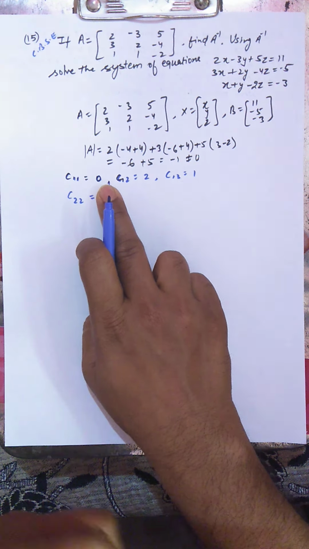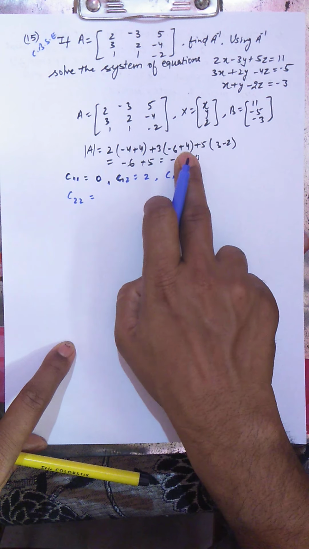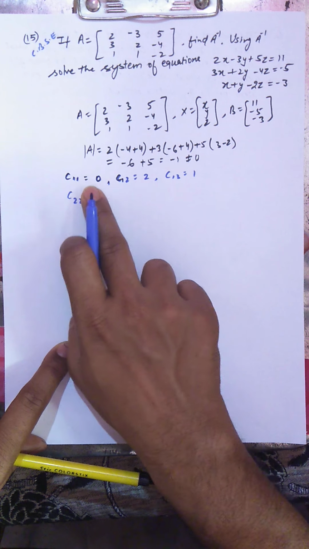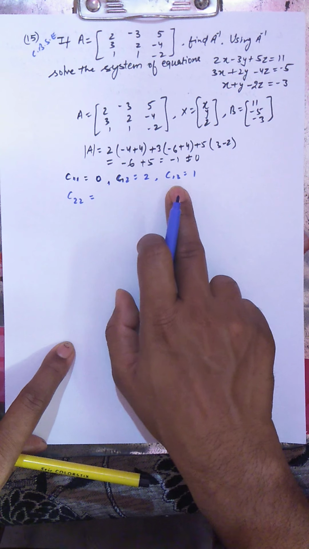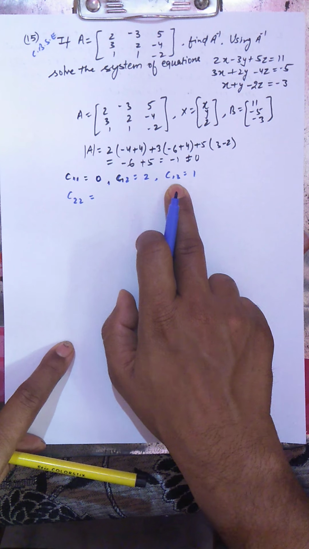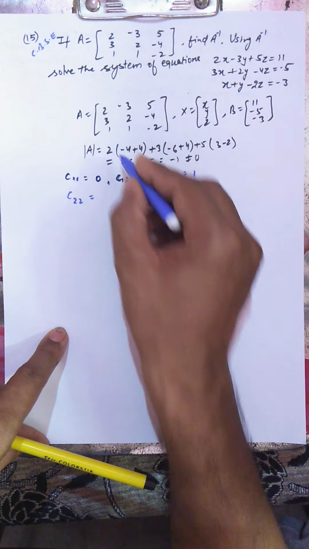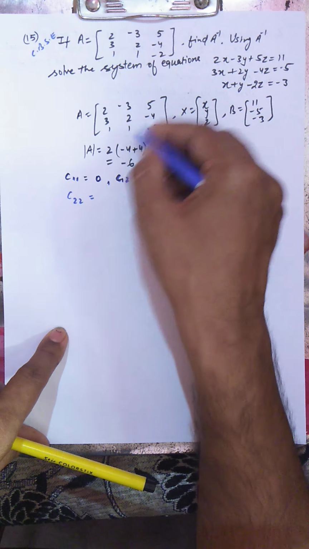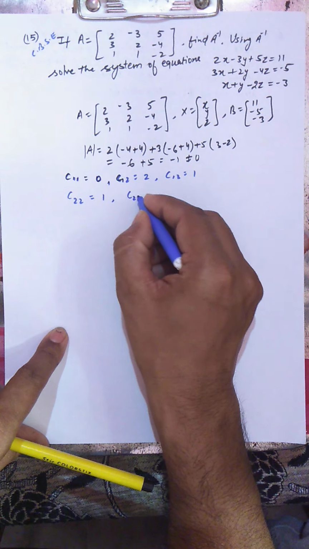The first row's cofactors are easy to calculate because you have already calculated them in these brackets. These are the values of the cofactors, but you just put the sign accordingly: this will be plus sign, this has minus sign, this will be plus sign. So accordingly I have written these values. Now C22 is this, you do the calculation this way. This goes minus minus, this 6 and minus 5. 6 minus 5 is 1. Now come to C23.